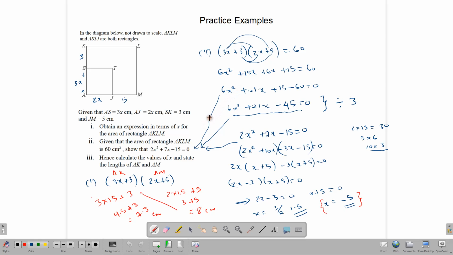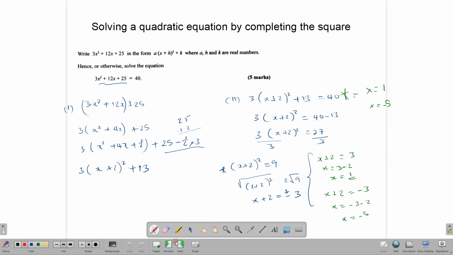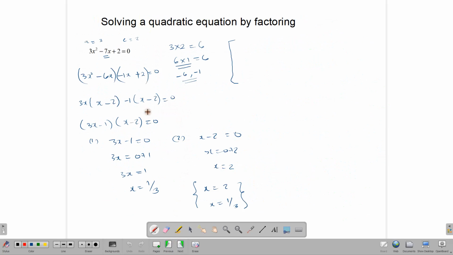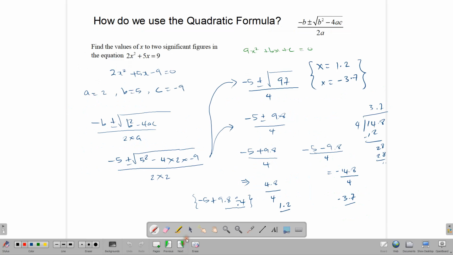So in this lesson, we talked about how to use different methods to solve quadratic equations, how to use the factorization method by factoring this expression and getting our solutions, how to complete the square and use it to solve a given quadratic equation, and how to use the formula to solve a given quadratic equation.